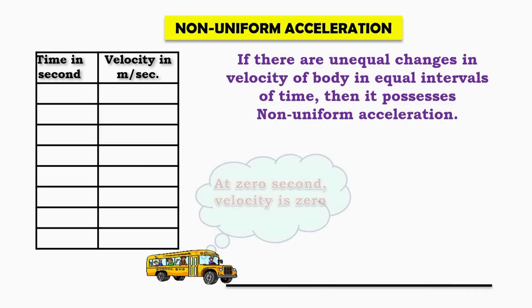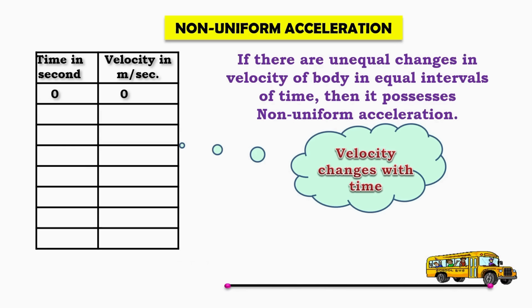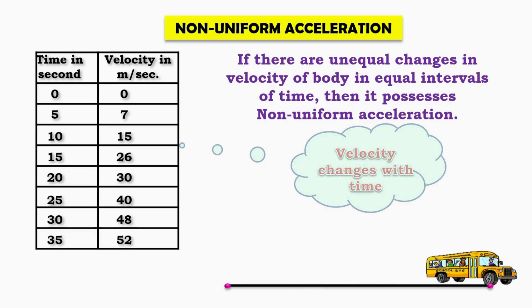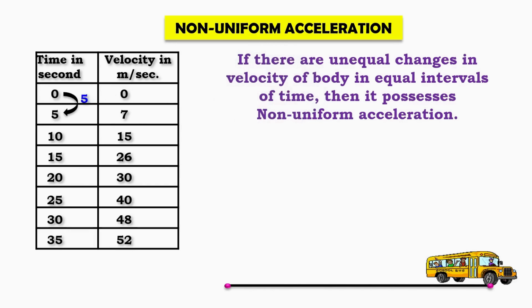Now observe the table carefully. The time interval is the same throughout. Each time step is 5 seconds. But look at the change in velocity. From 0 to 5 seconds, velocity increases by 7 meters per second.